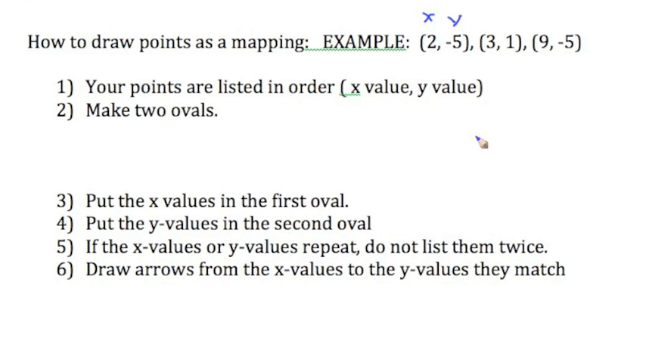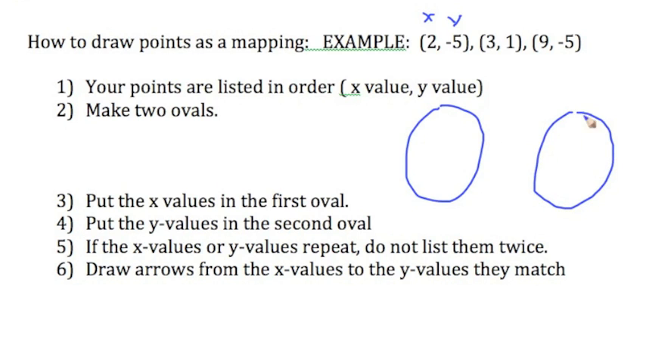Now what we're going to do is make two ovals. You want to make your ovals big enough to contain all of the points. Now you're going to put the x values in the first oval. 2, that's an x value. 3, that's an x value. And 9, that's an x value. And we're going to put the y values in the second oval.